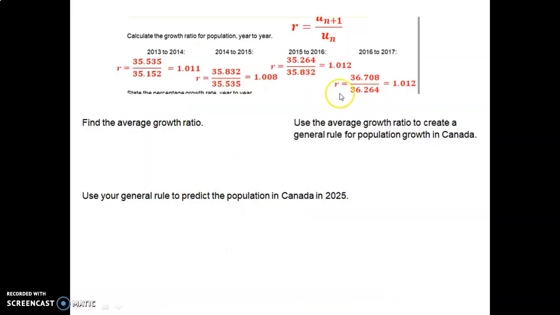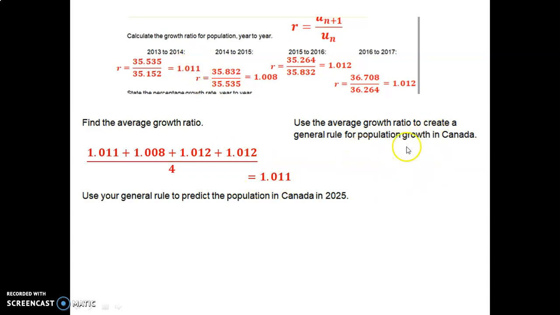All right, so now we have all these growth rates. Let's find the average growth ratio. Looking at all those ratios, find the average, because that's the one we'll use in our geometric sequence. You add them up, divide by 4, and it works out to about 1.011. So it ends up being kind of like the first one we saw there. We're going to assume that's our rate.